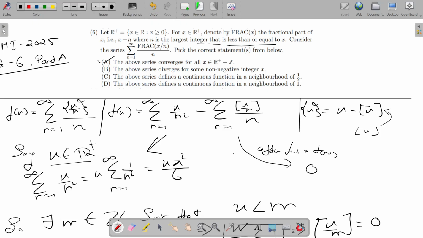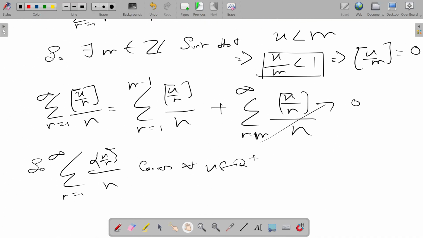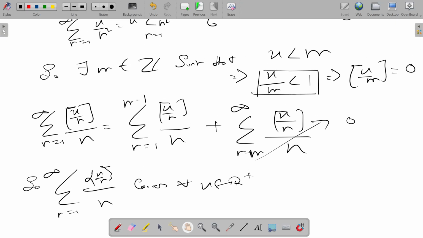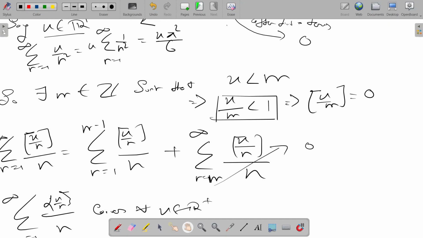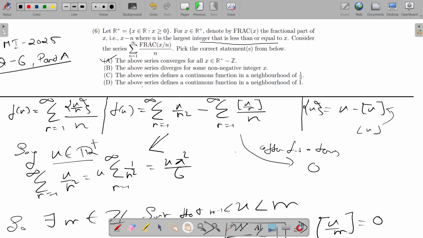The above series diverges for some non-negative integer x. This is not true, because the logic we have used is for arbitrary x in R plus, right? Maybe I should write it minus one. So this is false.